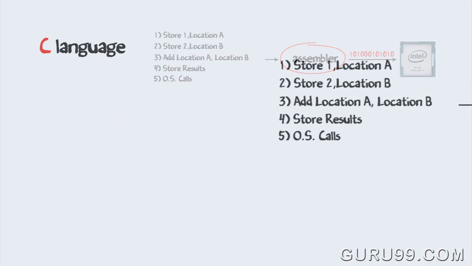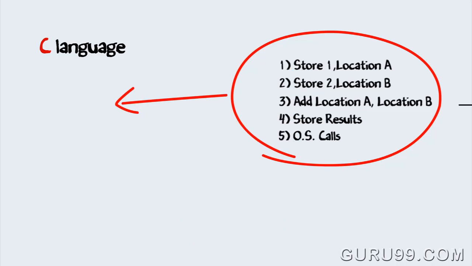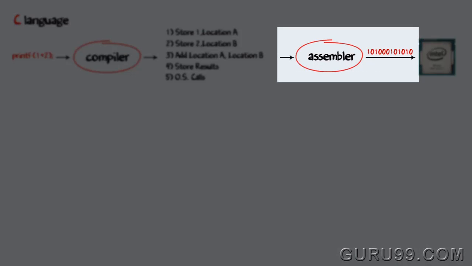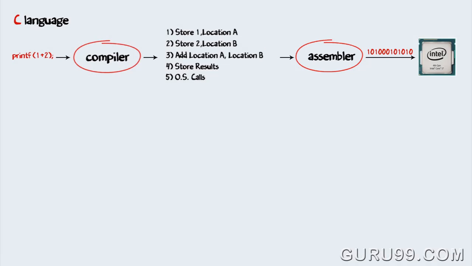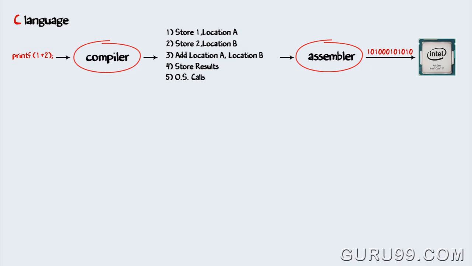With advancement in software development languages, this entire assembly code could be shrunk into just one line: printf 1 plus 2. A software called compiler is used to convert your C language code into assembly code, and the assembler converts it into corresponding machine code. Though present-day compilers come bundled with assembler, they can directly convert your higher language code into machine codes.